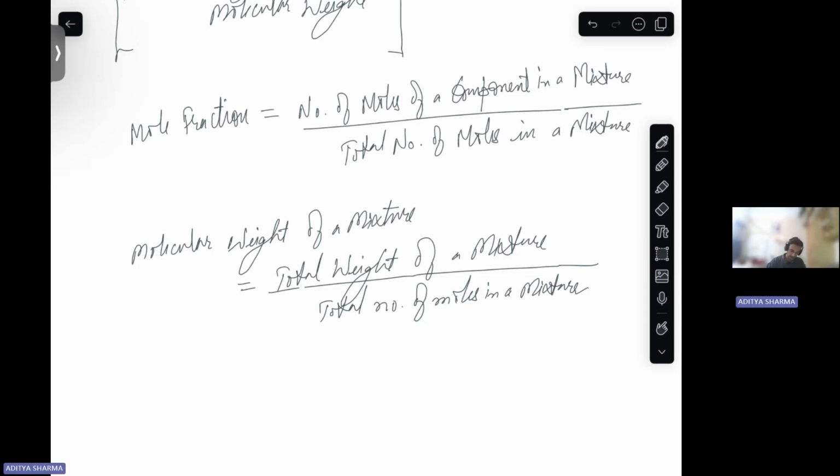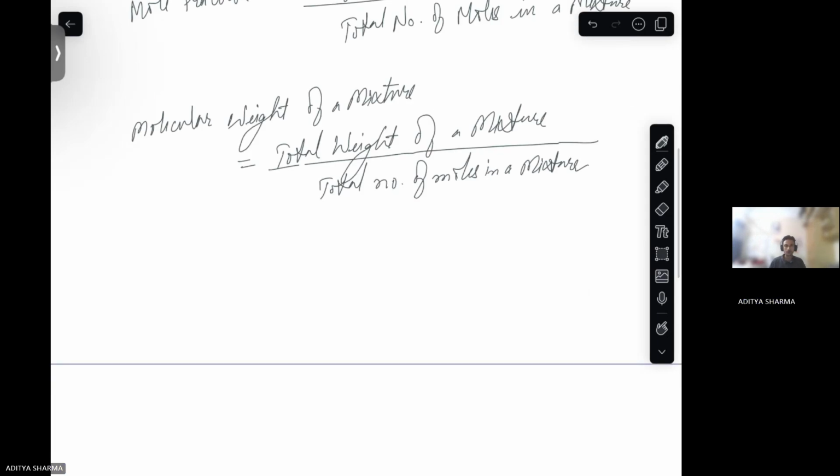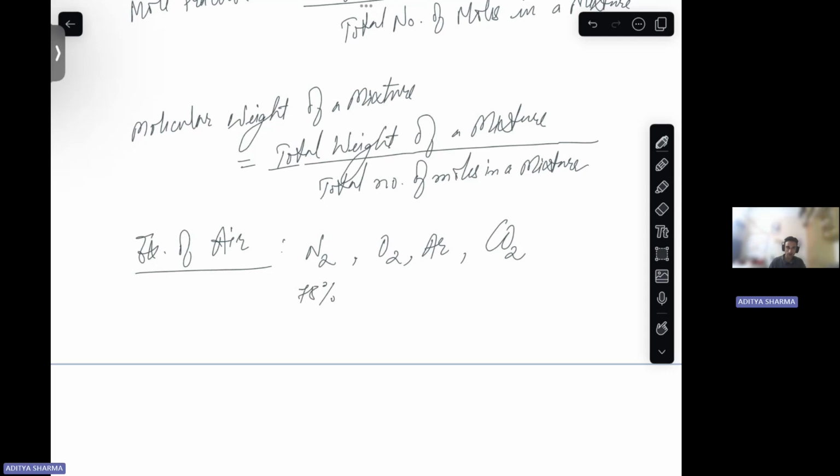Okay, so we can understand it with the example of air maybe. So if you see the example of air, it has nitrogen, oxygen, then argon, then CO2. Okay. The percentage in which these are found is this.